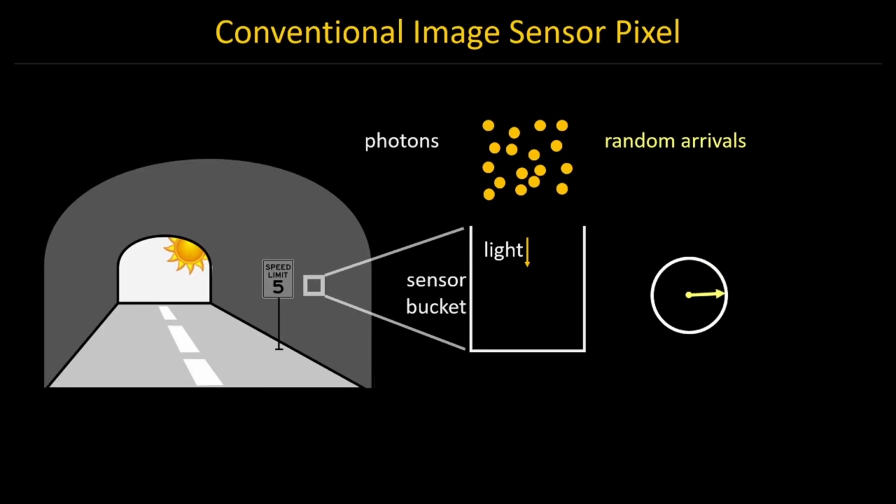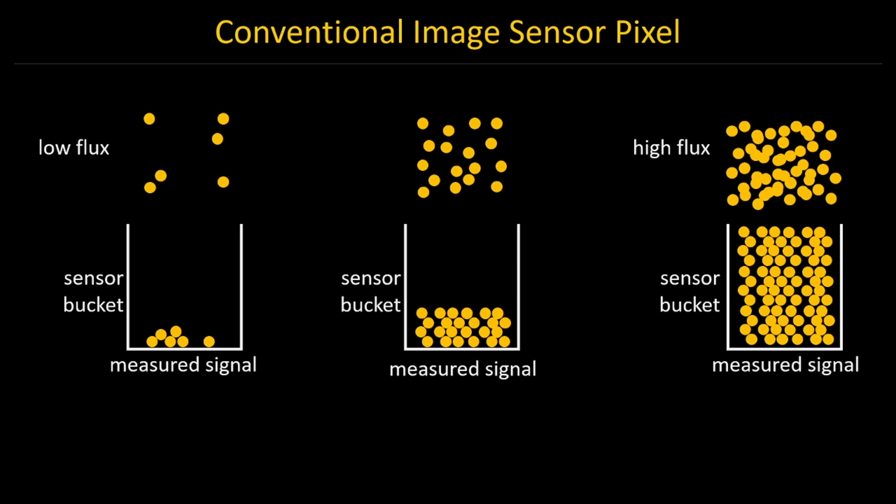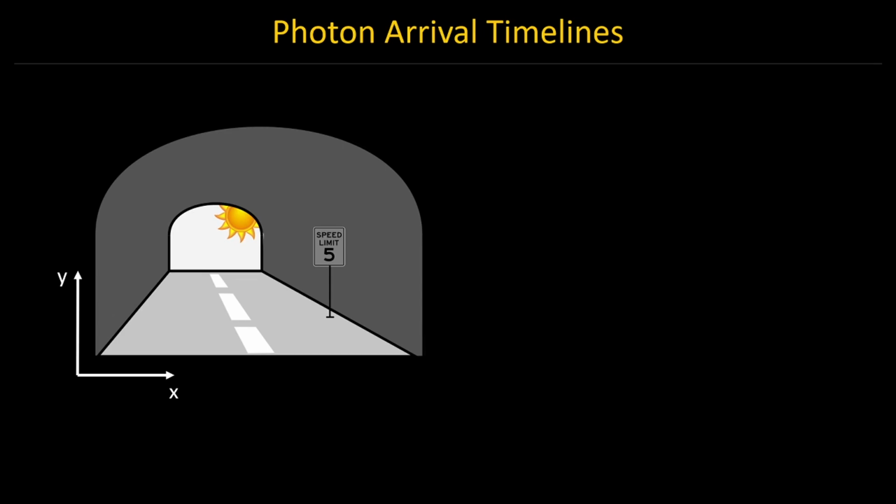A camera pixel is like a light bucket. It collects photons for a fixed exposure time. Two things limit the dynamic range: strong noise in dark conditions and saturation limit in bright conditions. This is a fundamental limitation if we only rely on the number of photons.